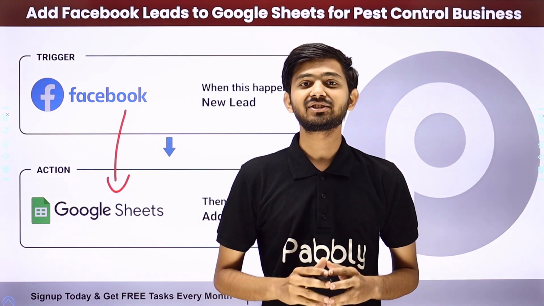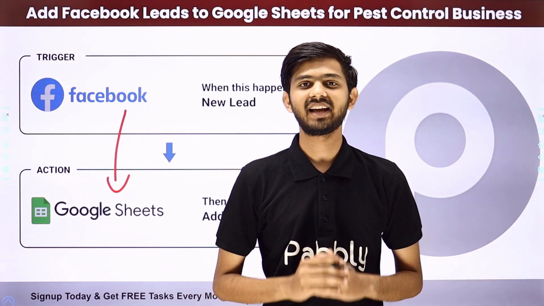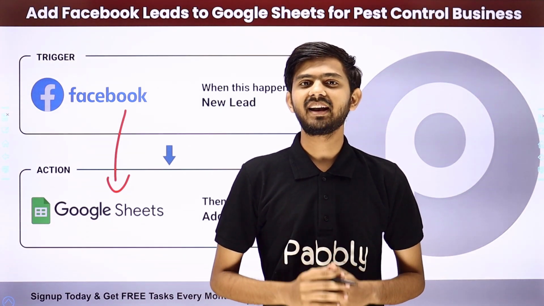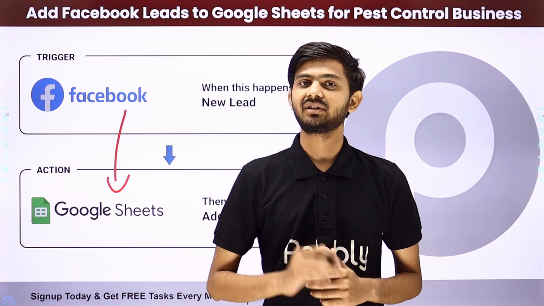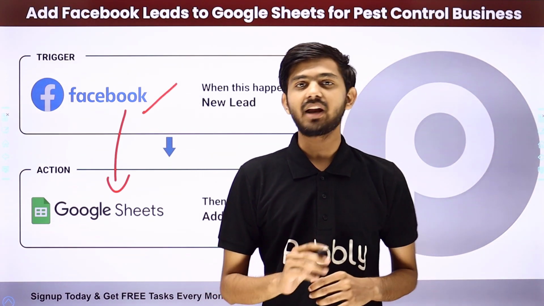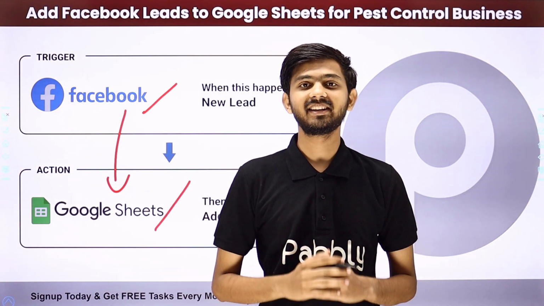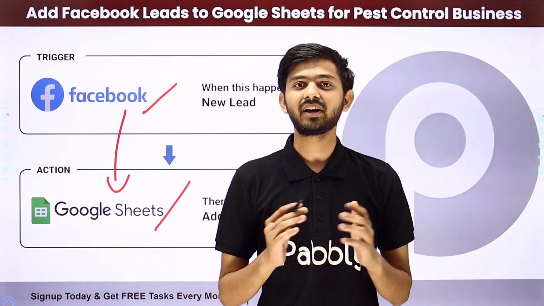For creating this integration, we are going to use Pabbly Connect, which is an amazing software for automation and integration. In Pabbly Connect, I'm going to use Trigger and Action. In the Trigger application, I'm going to use Facebook lead ads. In the Action application, I'm going to use Google Sheets. So how am I going to create this integration? For that, let me take you to my computer screen.